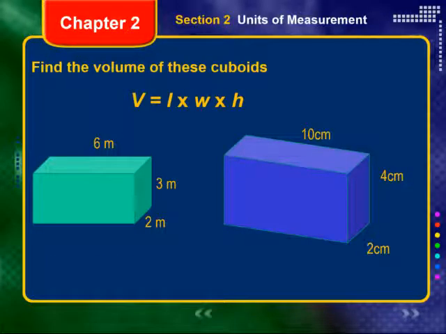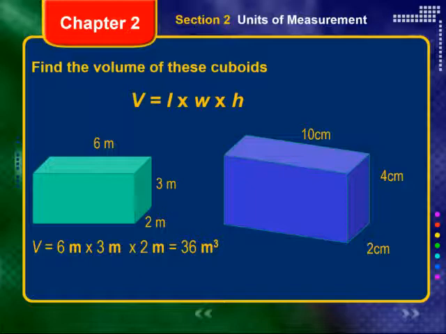Now, what we want to do here as a sample problem is find the volume of this cuboid, this weird-looking cube. Over here on the left, this is 6 by 3 by 2. So we're going to use the equation that we saw on the last slide. It's going to be 6 meters times 3 meters times 2 meters. Now, 6 times 3 times 2 is 36, and meters times meters times meters is meters cubed.